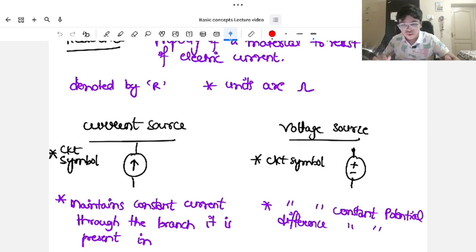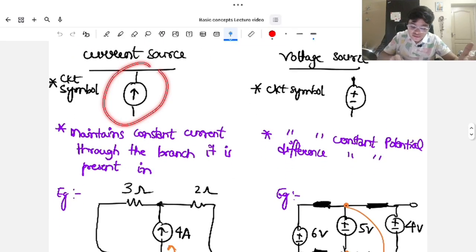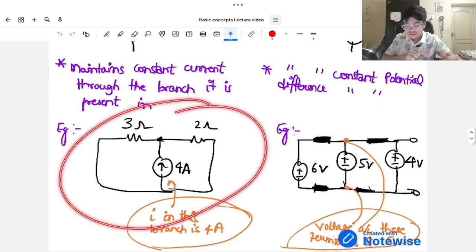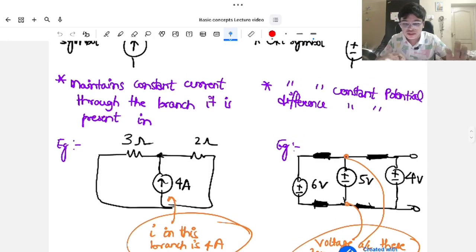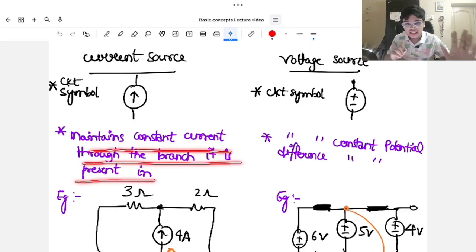A current source and a voltage source. So what does a current source mean? Let's get familiar with this symbol. See this particular circuit, this circuital symbol. That is the symbol for a current source. What it does is that it maintains constant current through the branch it is present in.